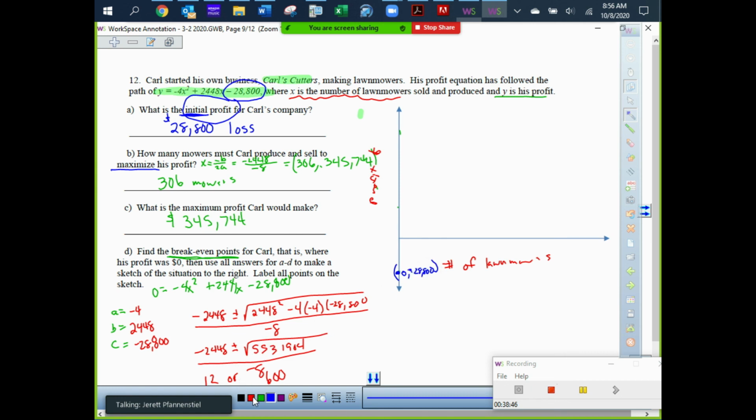Then I like these x-intercepts next. This is where he broke even. So one of them is really, really tiny, 12. That means after he sold 12 lawnmowers, he busted even again. You know, he started in the hole. He has to sell 12 lawnmowers. Now he's back to even. And then if he goes all the way over to 600 lawnmowers, it's going to break even again. So I'm going to put the 12, 0 right about here. I'm going to put the 600, 0 way over yonder.